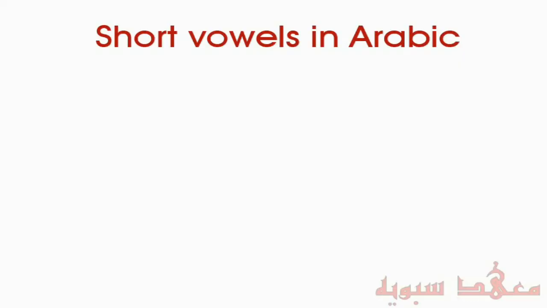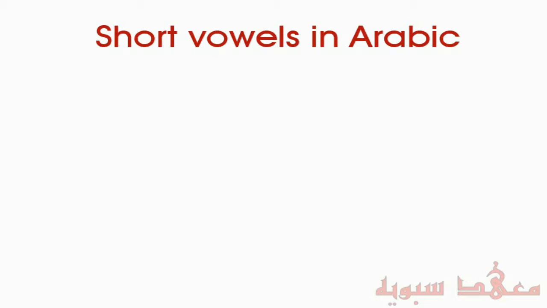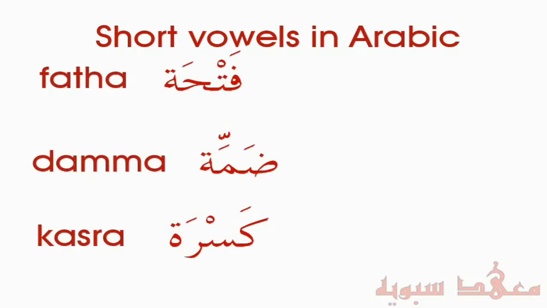In this video, I'm going to be explaining short vowels in the Arabic language. Unlike English, where we have 5 vowels: A, E, I, O, U, in Arabic we only have 3, and they are what is known as fatha, dhamma, and kasra. So let's first of all just understand how they're written.